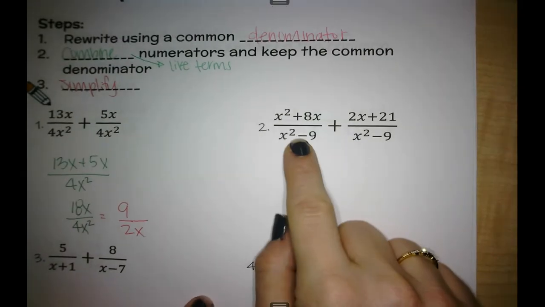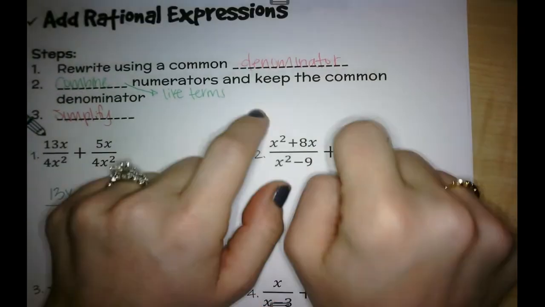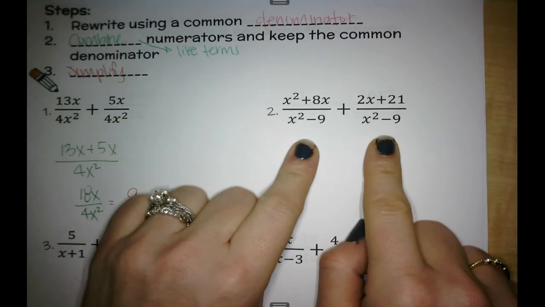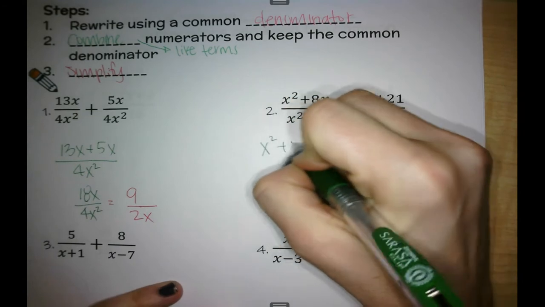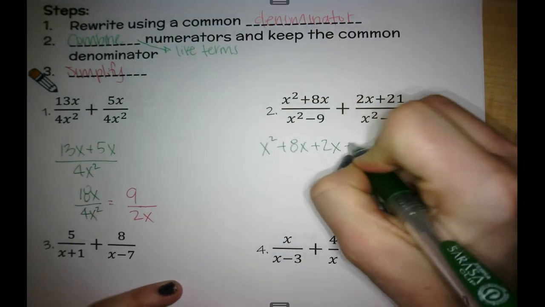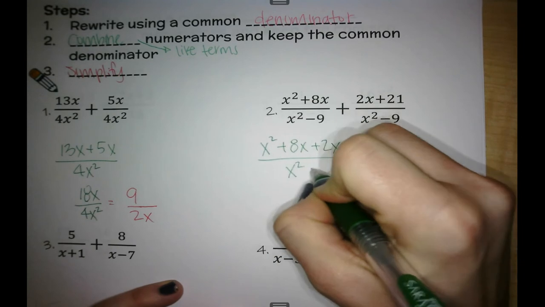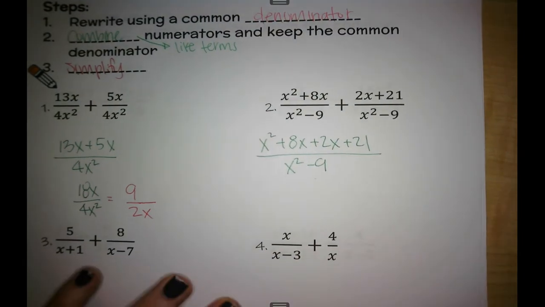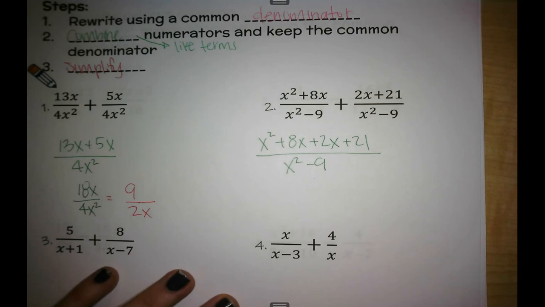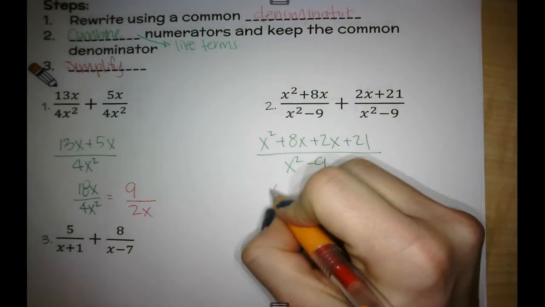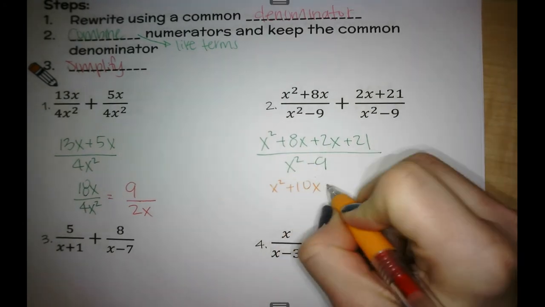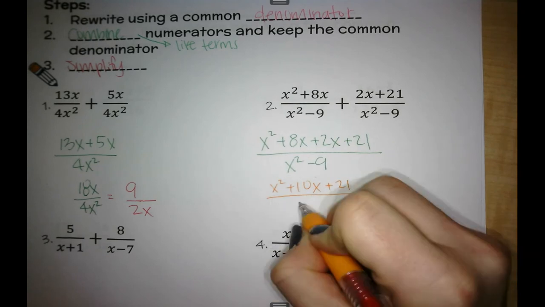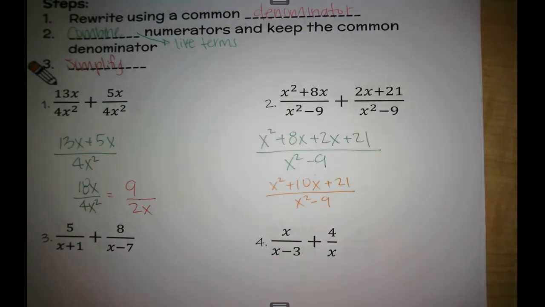Let's look at this one. First step, do they have a common denominator? Yep, same, same. So let's add that top. We've got x squared plus 8x plus 2x plus 21 all over x squared minus 9. Combine like terms. We've only got 1 x squared, so that doesn't combine with anything. We got 2 x's, so 8 plus 2 is 10x plus 21 all over x squared minus 9. Finally, we want to simplify.